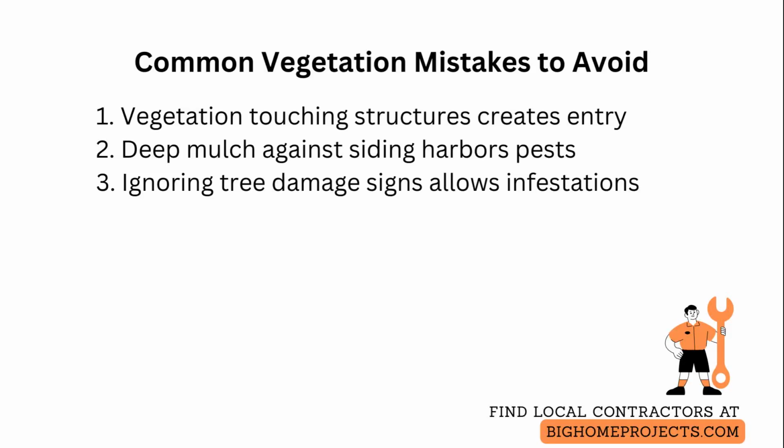Homeowners commonly underappreciate how quickly pests exploit vegetation touching a structure, so do not let branches or vines make direct contact, and clear any vegetation that creates a continuous route to walls. People often pile deep mulch or landscape fabric against siding, which creates a harbor for termites and rodents, so keep mulch shallow and back from vertical surfaces.